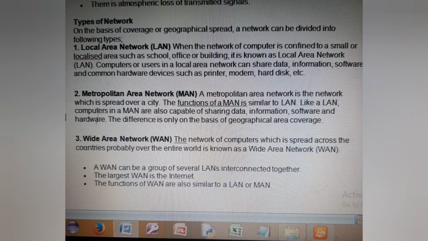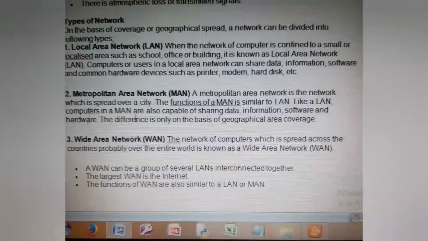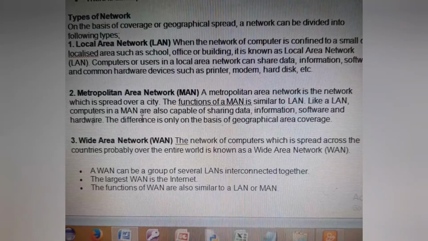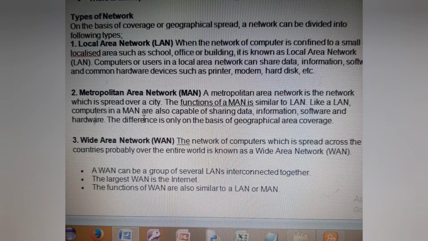Then comes MAN, Metropolitan Area Network. The best example for this is cable TV network, which we have in one city. So it is a network which is spread over a city, and the functions are similar to that of LAN. Here also sharing of data information can occur, and also the hardware. And the difference is only of the geographical area coverage, because in metropolitan area network, the entire city can be covered.